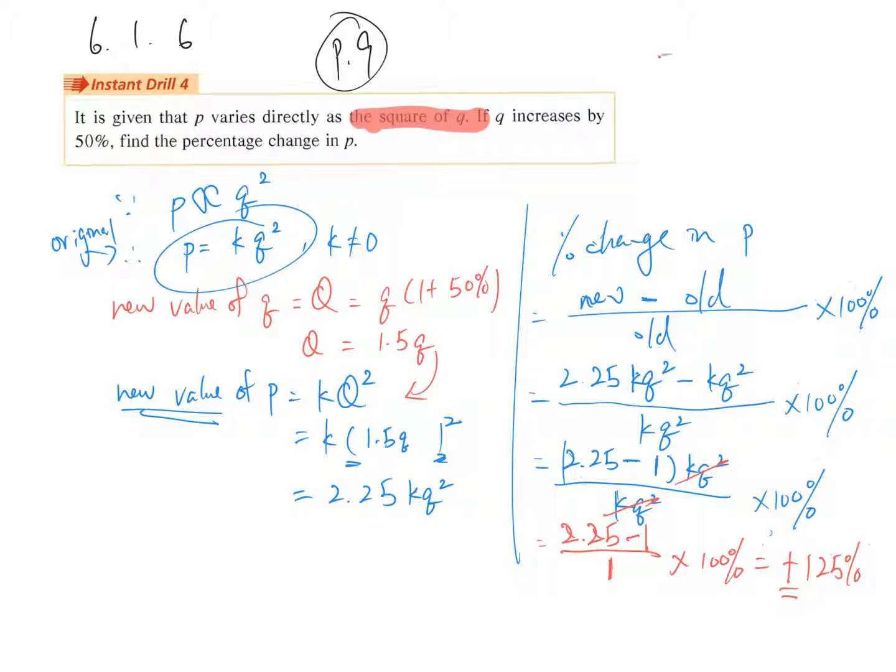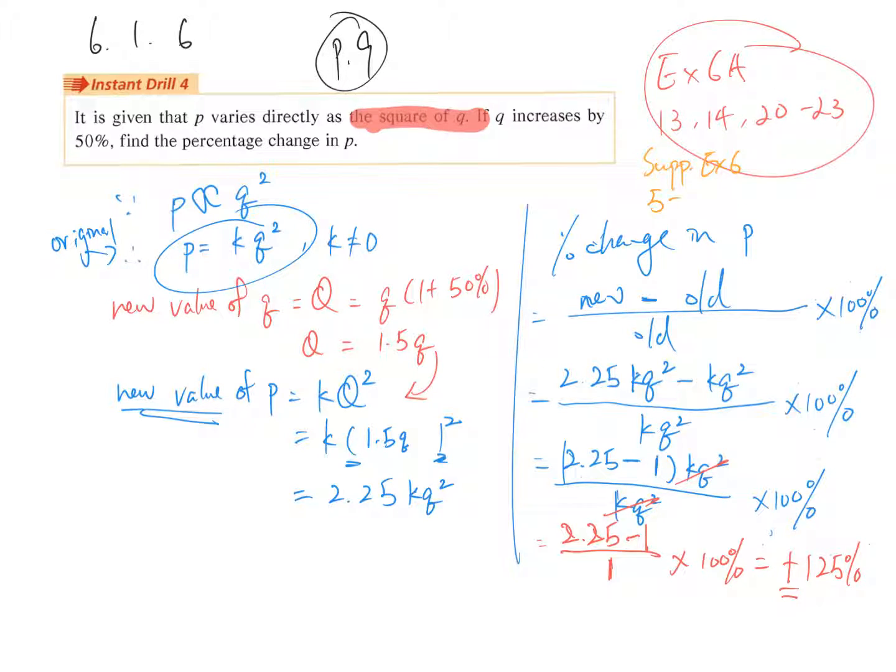Now go to exercise 6A and finish questions 13, 14, and 20 to 23. Finish them all, and this is the whole chapter, exercise 6A. Also, please go to supplementary exercise 6 to finish questions 5 to 9 and 25 to 26. So this will be your homework tonight. Supplementary exercise 6, questions 5 to 9, 25 to 26. Please do every single question here. Thank you.